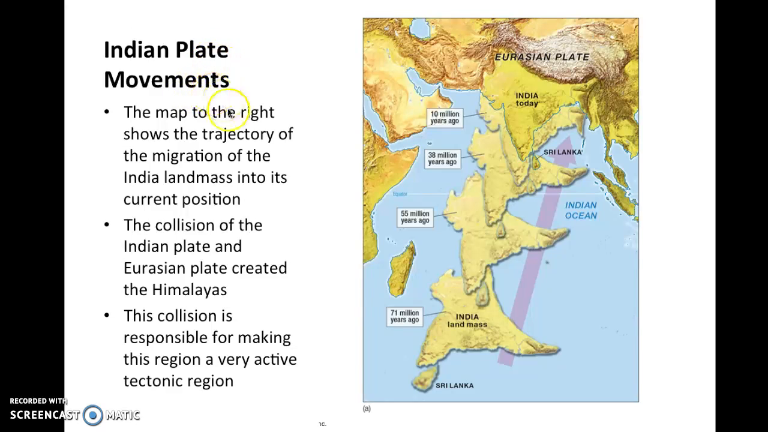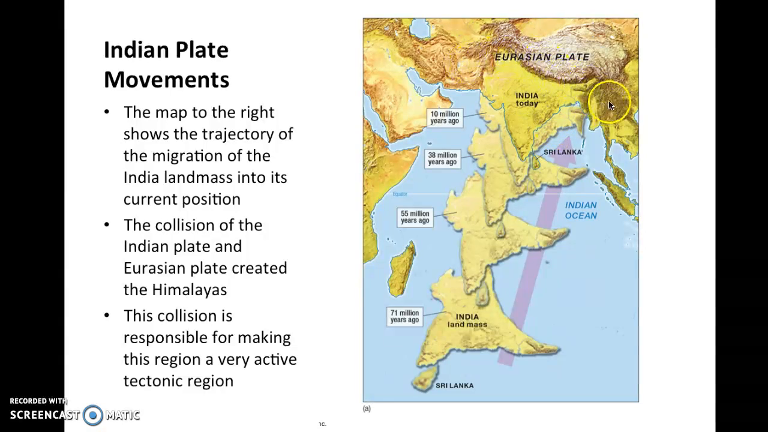The Indian plate movement. The map to the right shows the trajectory of the migration of the Indian landmass into its current position. About 71 million years ago, it started way out here in the middle of the Indian Ocean as just kind of a big island, with a piece of it that is currently Sri Lanka tagging along. Then about 55 million years ago, it had moved up here, and about 38 to 10 million years ago, it slammed into the Eurasian plate. Now it's continuing to move north, as you can see by this arrow right here.